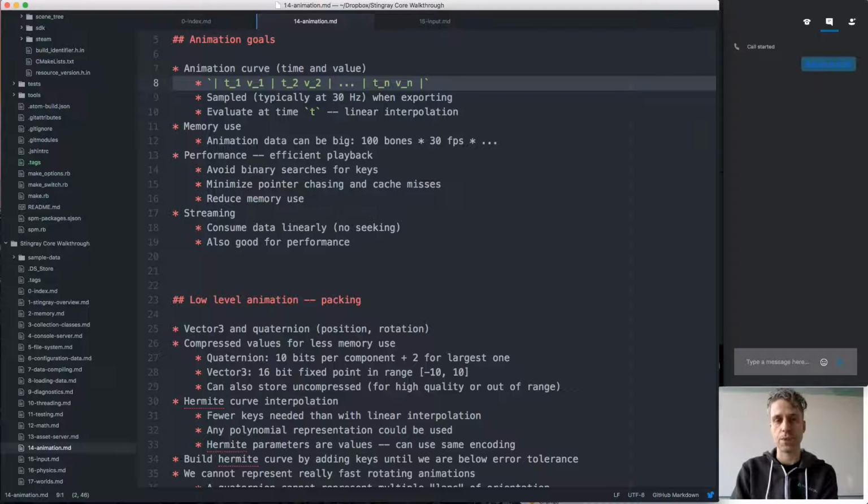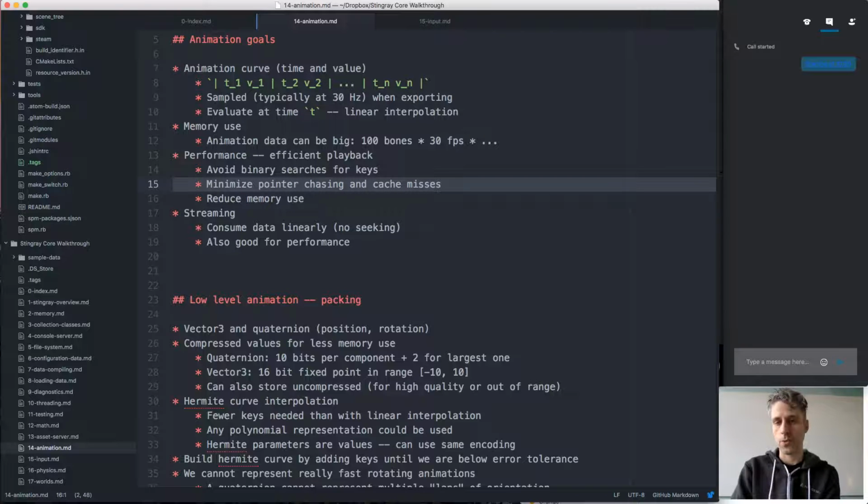And if we have 100 bones that we need to sample for a specific time point, that means 100 cache misses, which is really expensive. And then we do that for multiple characters. It starts adding up to thousands and thousands of cache misses. And so it starts to become really, really expensive. So we want to find some way of representing the data so that we don't get those cache misses when trying to sample the animation curve.